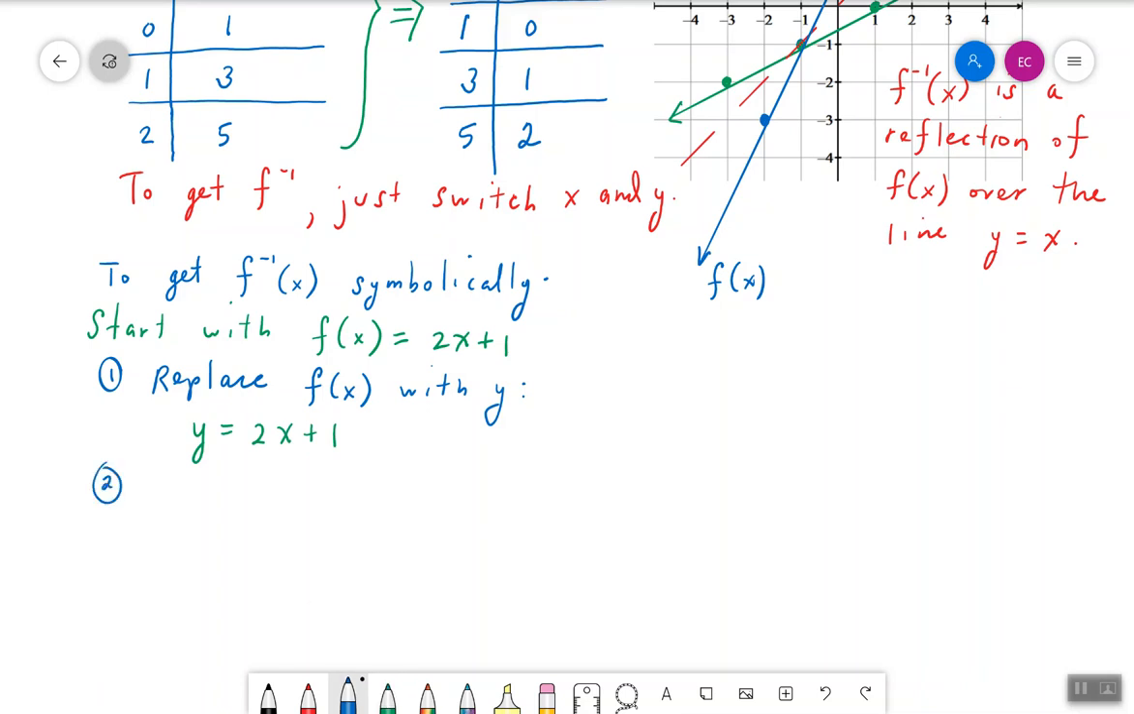And then the next step maybe is the most important. It's this observation that we made from the table. It says to get f inverse, all we do is switch x and y. So that's exactly what we're going to do right here in the equation. We're going to switch x and y. And so that will get us x equals 2y plus 1. And that is a formula for the inverse. Now what would you like to do with that formula? You would like to solve for y.